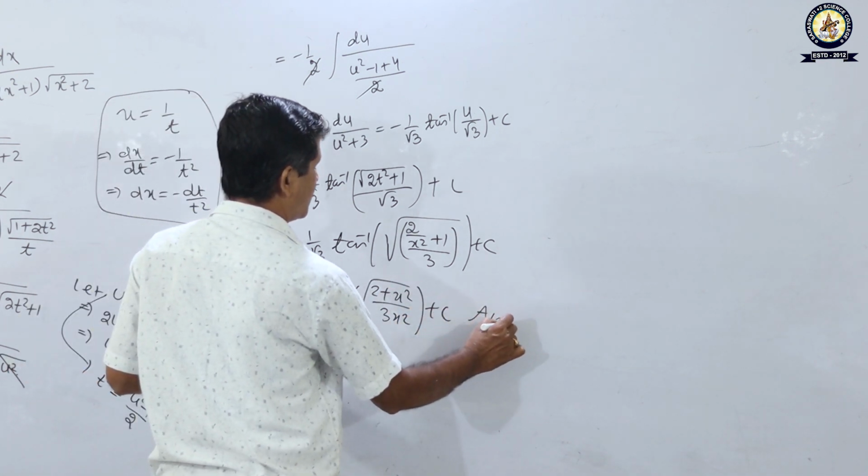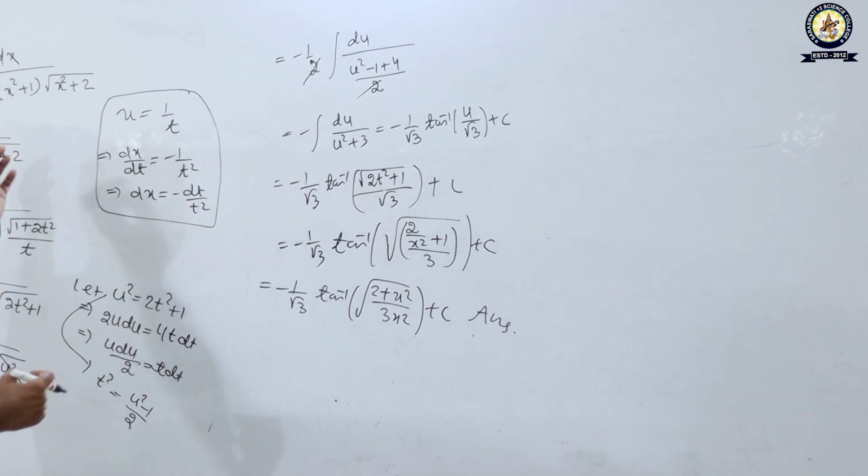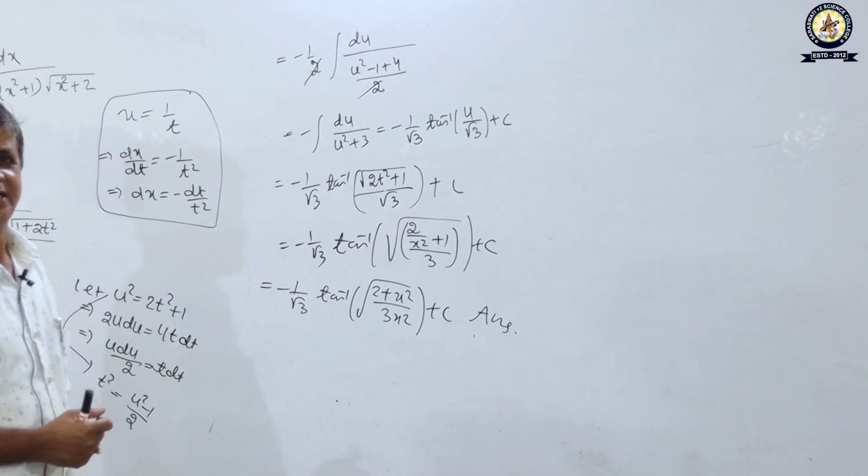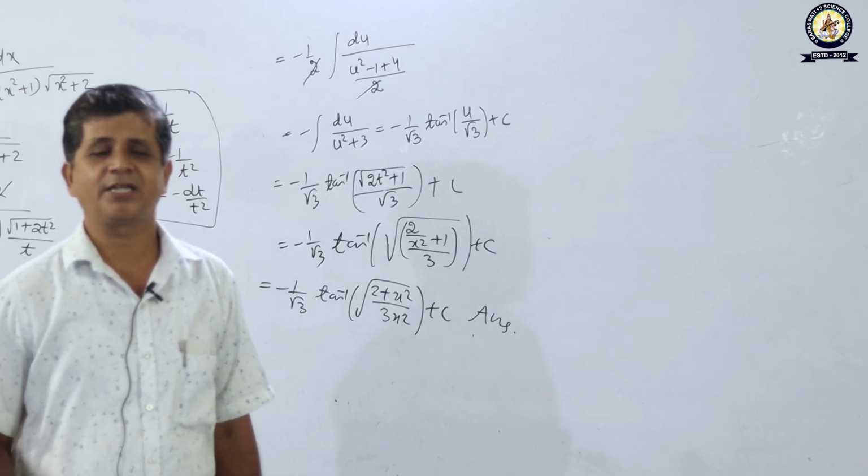This is the final answer for the second example, right? This is all about the pure quadratic and quadratic linear into quadratic in the denominator.